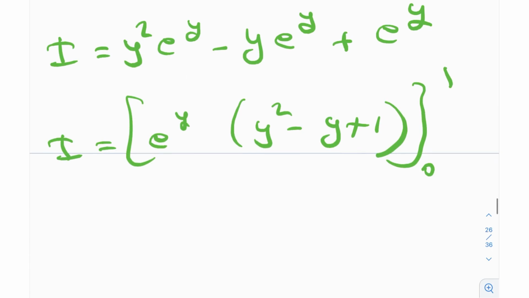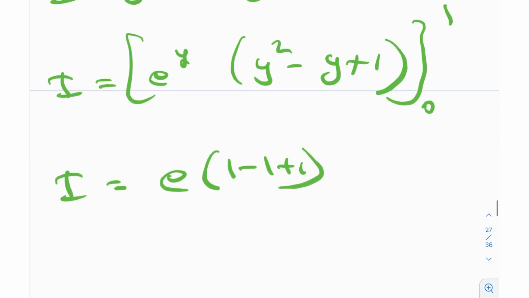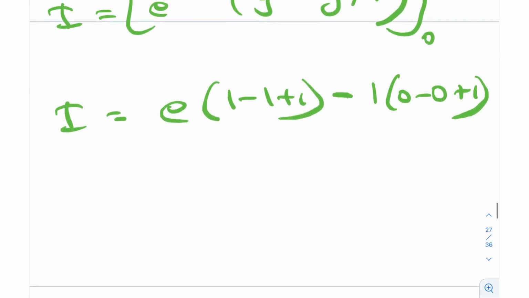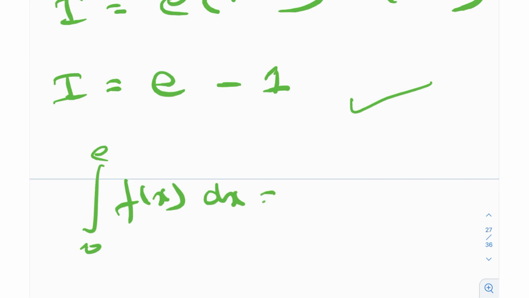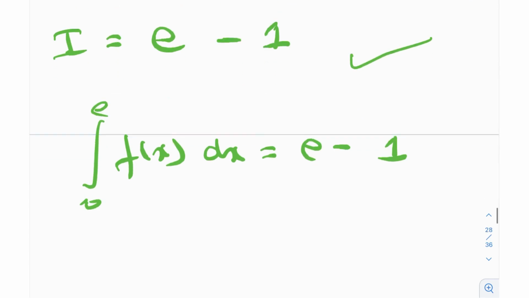So let's plug in 1 over here. You'll get e times 1 squared minus 1 plus 1, minus e raised to power 0, which is 1, times 0 minus 0 plus 1. And when you figure that out, I becomes e minus 1. And that is your answer. So it turns out that this integral from 0 to e of f of x dx is e minus 1. So we learned a very important technique of integration by parts today, and I hope I made that simple and easy to understand. And now you can use integration by parts in other questions of calculus as well.